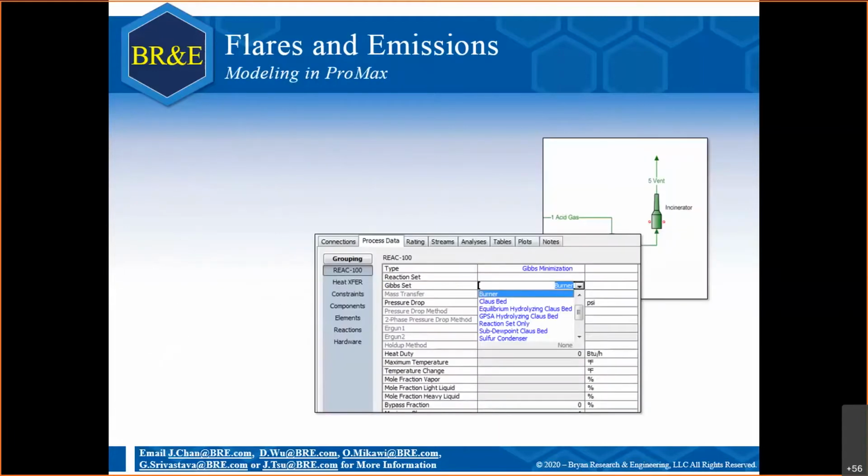When modeling these reactors in ProMax, there are a few different ways where we can handle the different reactions we expect to see. One of the ways is through the Gibbs minimization method. And this method is really the simplest method when we want to simulate flares and incinerators in ProMax. And what do I mean by that?